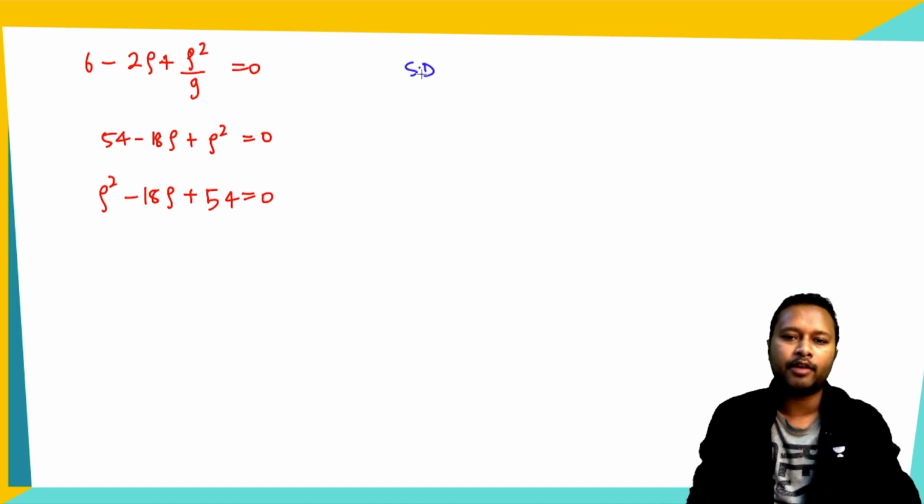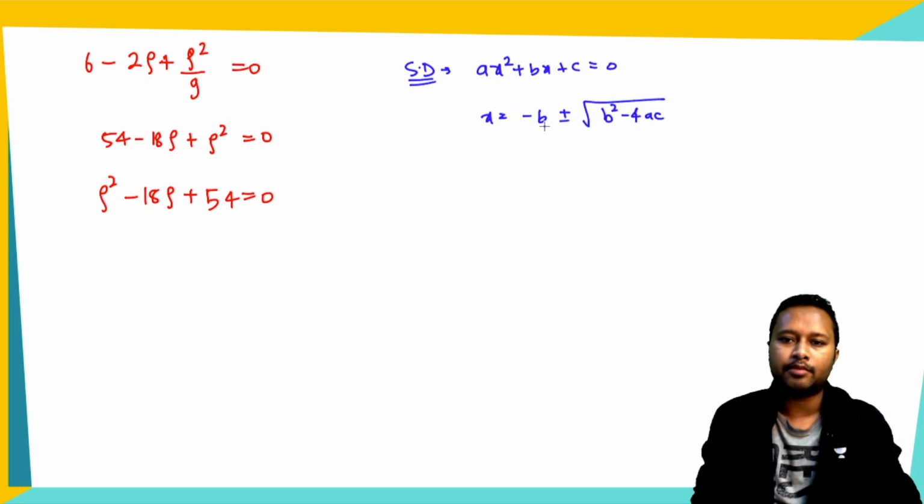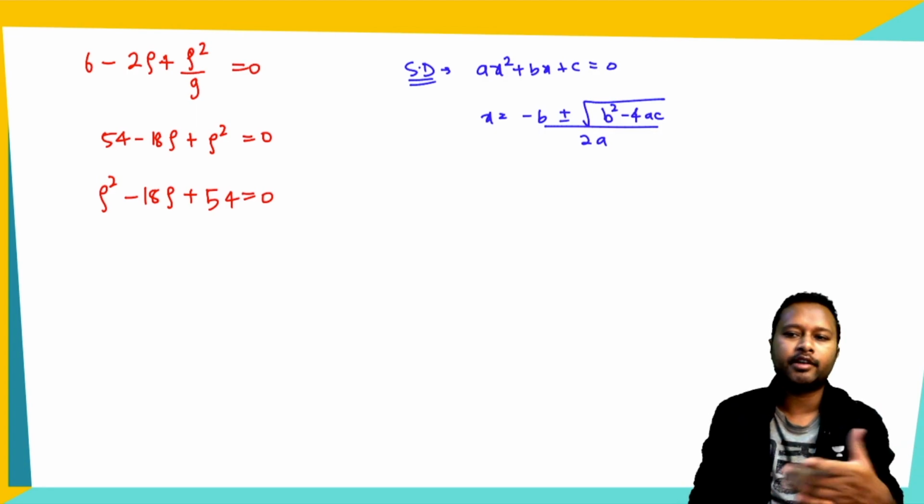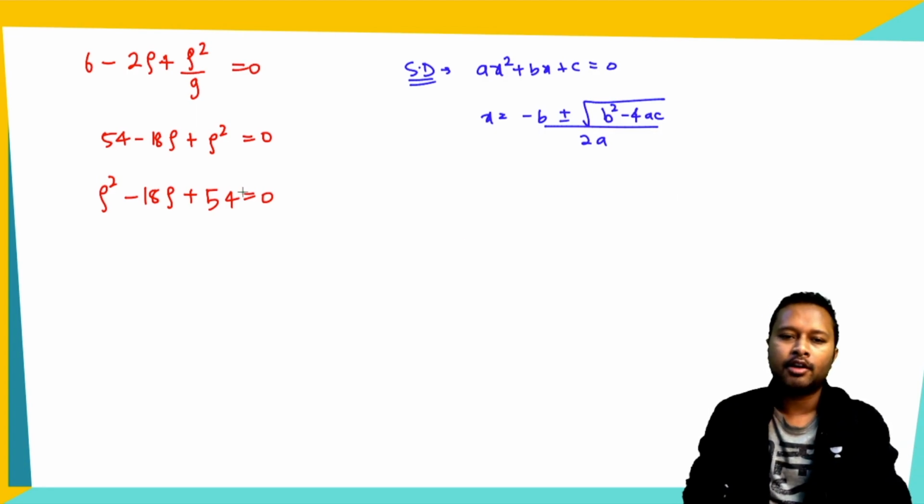What is the formula? If I have ax square plus bx plus c equal to 0, then x can be calculated as minus b plus minus under root b square minus 4ac upon 2a. This is the formula which we also call Sridharacharya formula. You might have done this in class 9th or 10th. From here, the value of a is 1, b is minus 18, c is 54. Put all the values to calculate your rho.